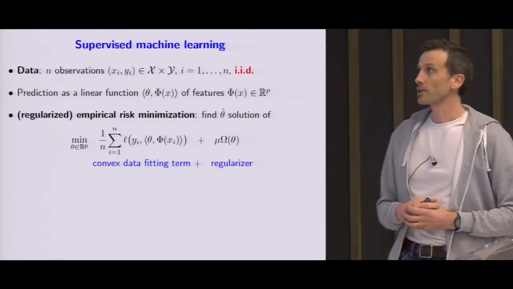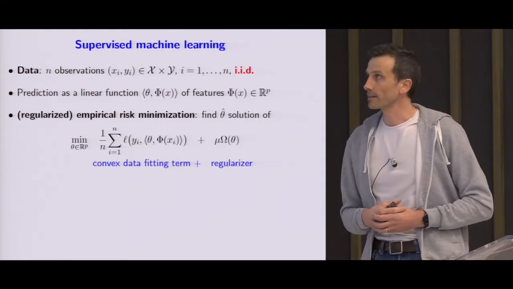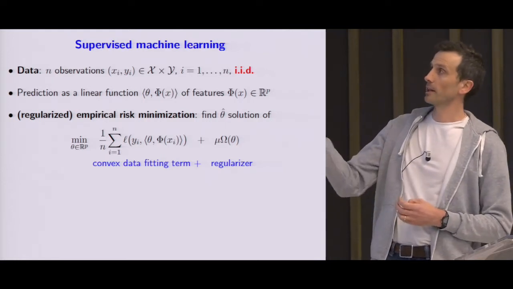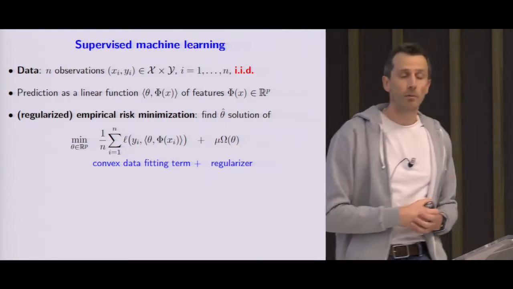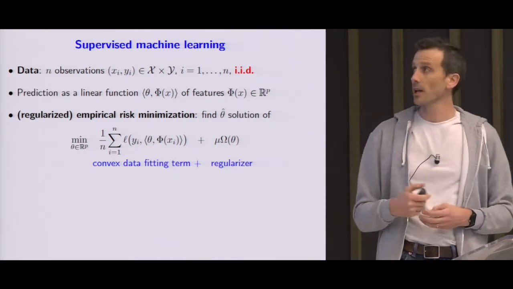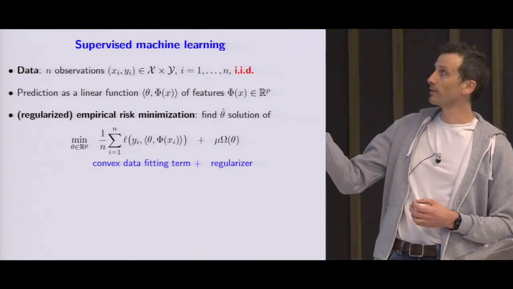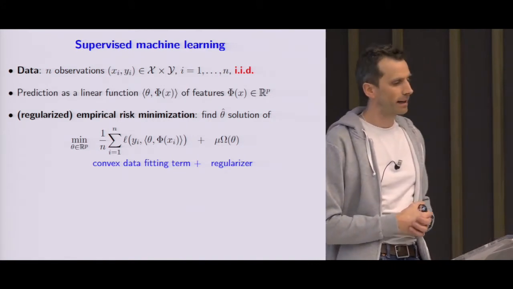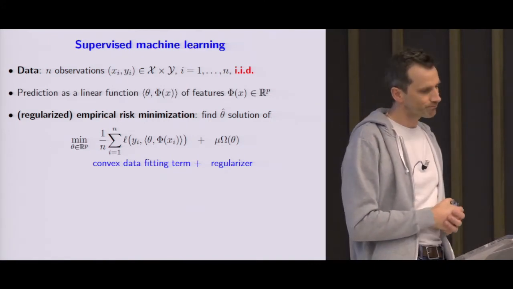All right, so to set up notations, I'm going to assume I have observations xi, yi. So you can see xi as being an image and yi as being a real number coding the presence or absence of an object in the image. And I assume they come from a stream of data which is independent and identically distributed.